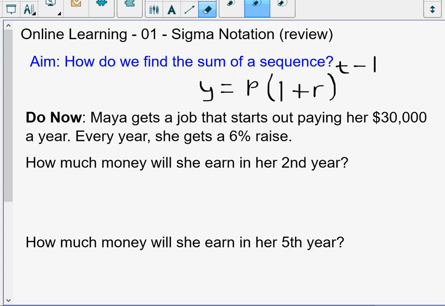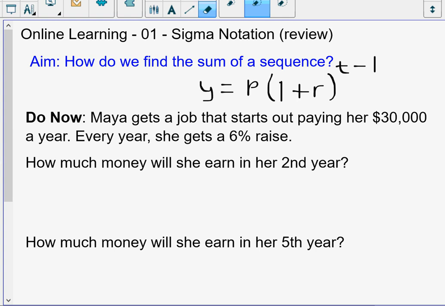And the reason that we're raising it to the t minus 1 instead of just to the t is that when we have it just to the plain t, we're letting that initial value be at a time of 0. But when we're counting how many years we've worked at a place, we don't say we started at year 0. We say we started at year 1. So when you're calculating how much money she's earned in her second year, she's only going to have had her raise once. So you're going to want a 1 as your exponent. So by putting that minus 1, we just correct for the fact that we're counting starting from 1 instead of from 0.